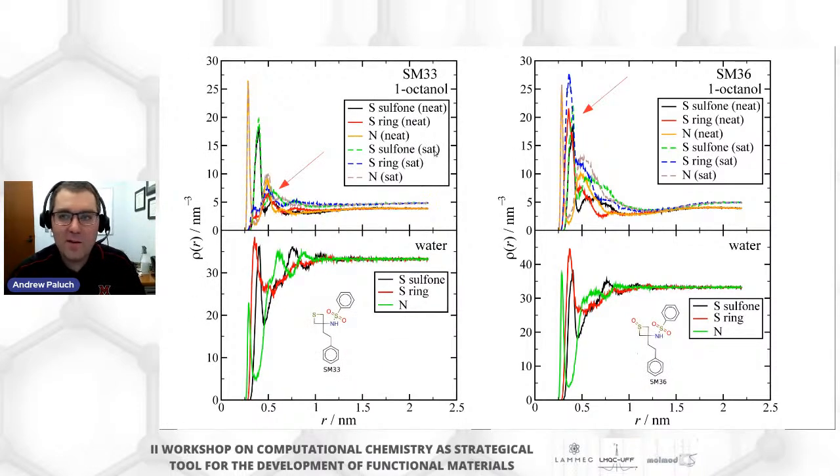All right, so coming back to 33 and 36. Just by looking at this molecule, which for all intents and purposes we can think of as being identical, save for the substitution of the sulfur in this ring, you get very different effects of adding water to that octanol-rich phase.